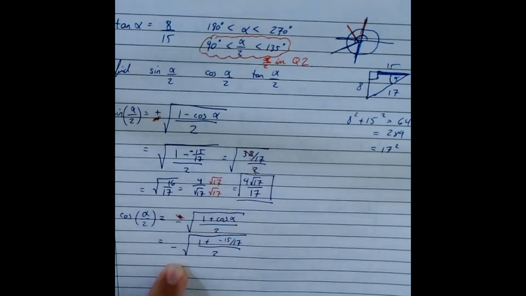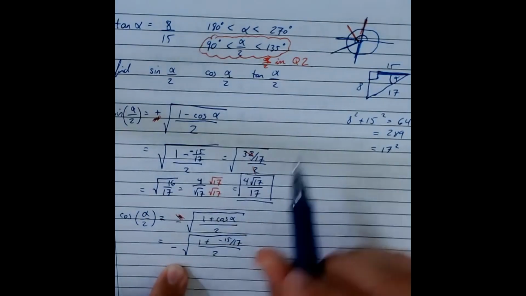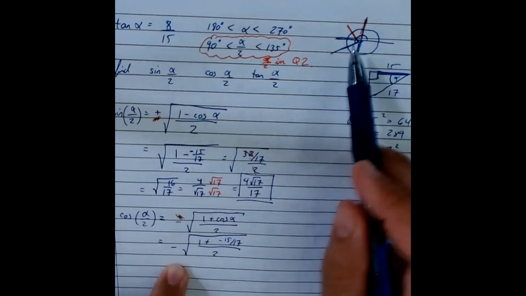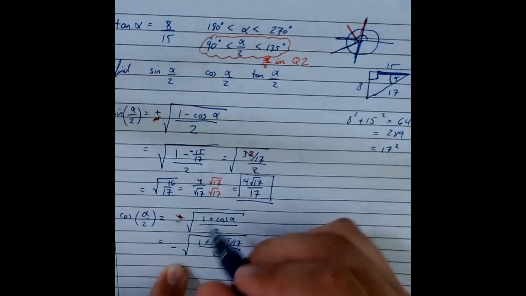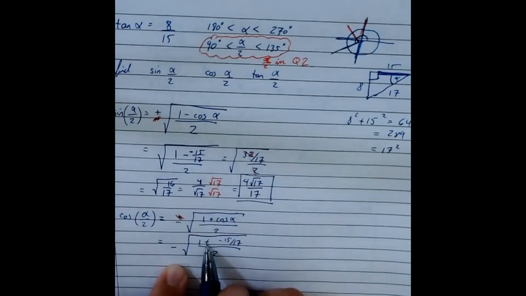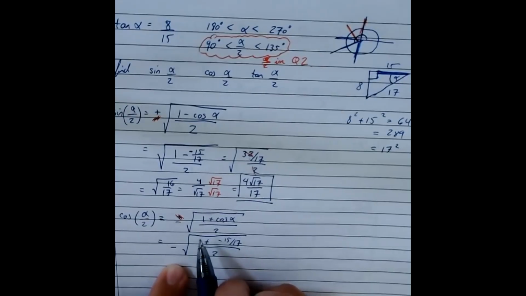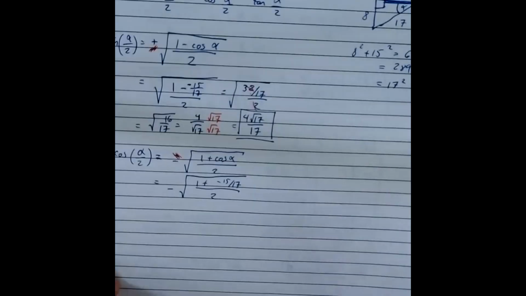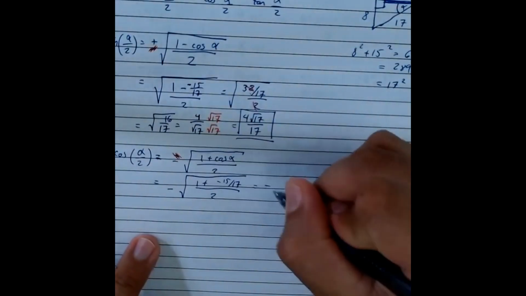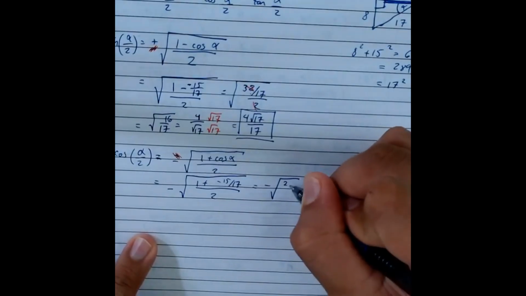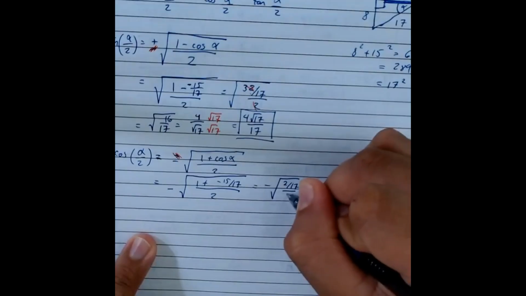Over 2. Notice, once again, cosine of alpha is negative because alpha rests in quadrant number 3. Well, now that's going to be 1 minus 15 over 17, right? Plus a negative is minus. That's 17 over 17 minus 15 over 17. That's 2 over 17. So that's going to give us the negative square root of 2 over 17 over 2.